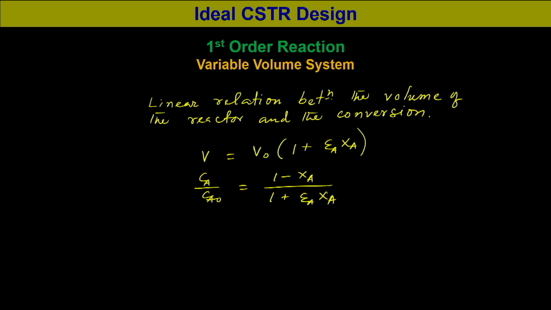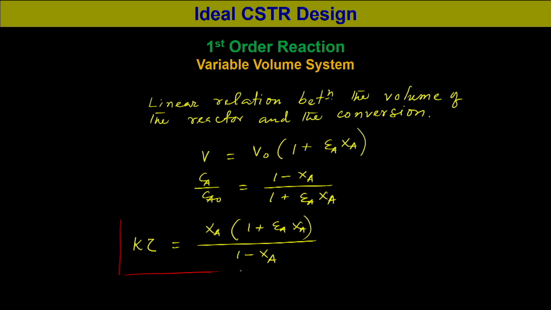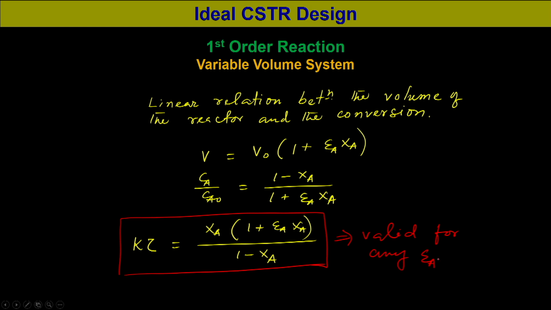Now, the equation for K tau would be equal to x A into 1 plus epsilon A x A divided by 1 minus x A. So, this relation for a first order variable volume system is valid for any epsilon.